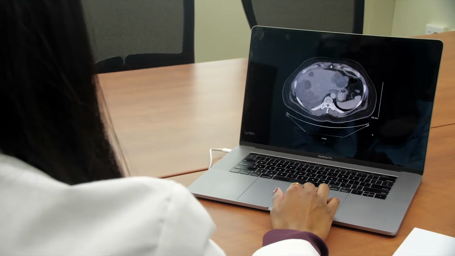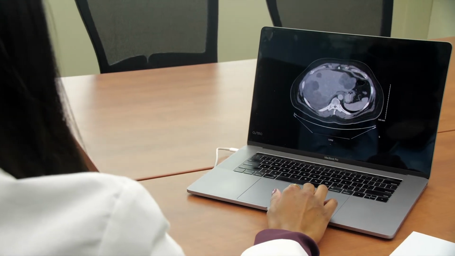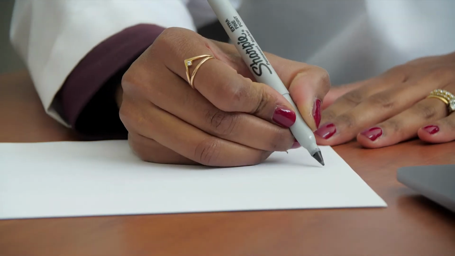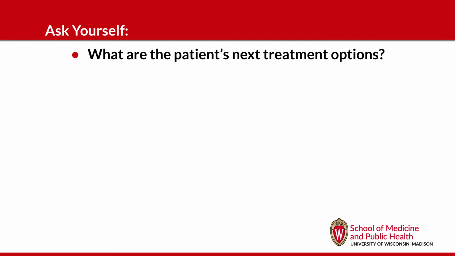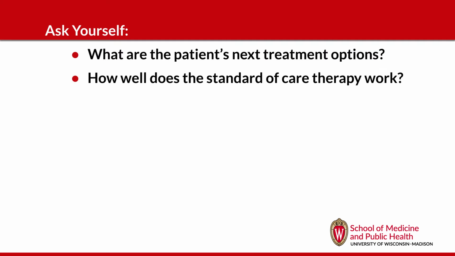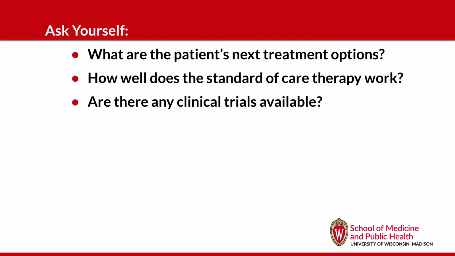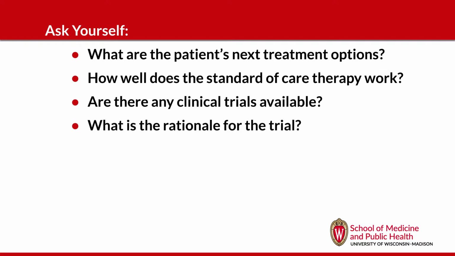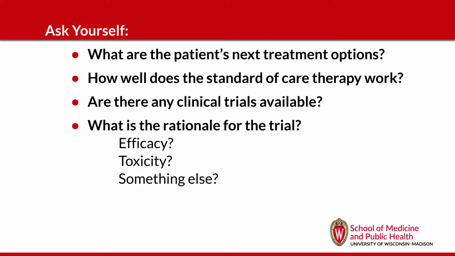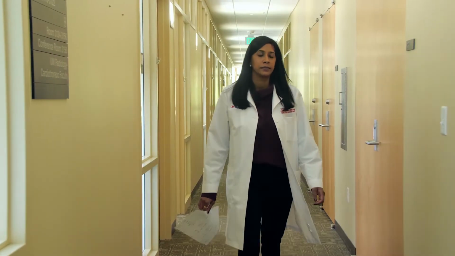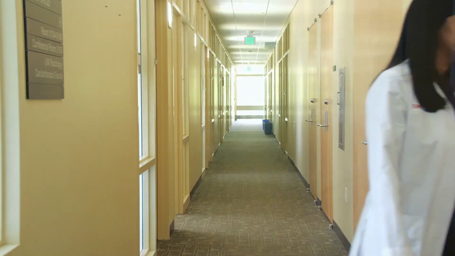We start with the preparatory phase before you even see the patient in your office or workroom. You review the scan results and realize it's progressive disease and you need to change therapy. As you gather the information, you need to ask yourself, what are my patient's next treatment options? How well does the standard of care therapy work? Are there any clinical trials available? What's the rationale for the trial? Efficacy? Toxicity? Or something else? Confident you have the information you need, take a breath and meet with your patient.